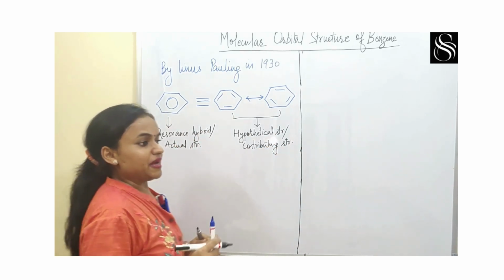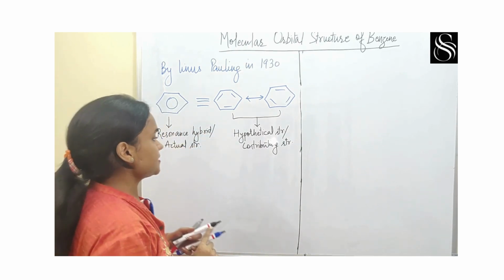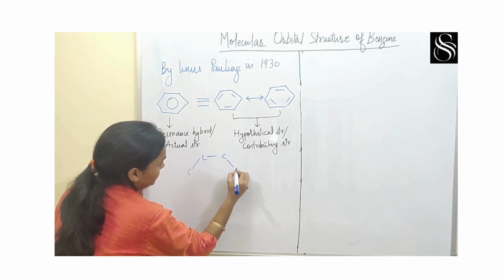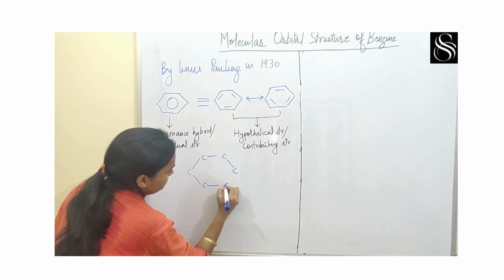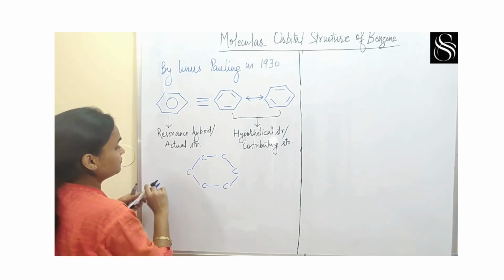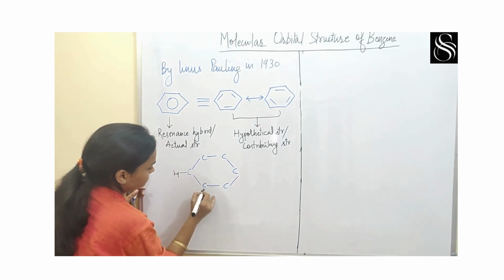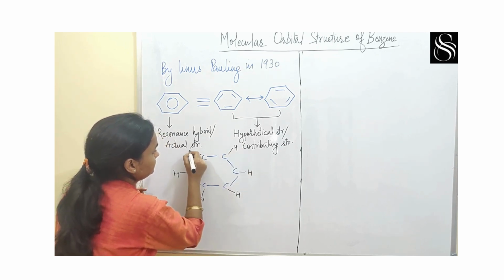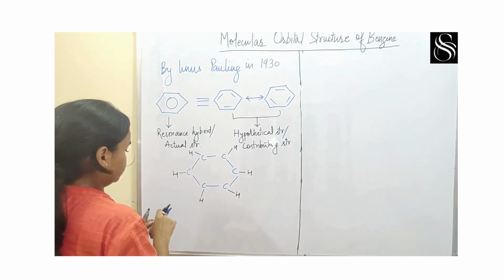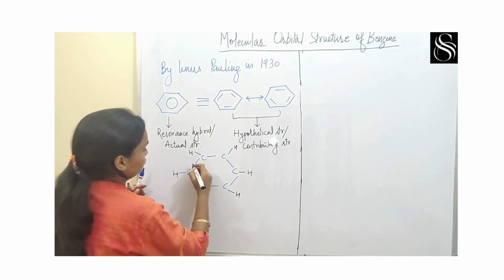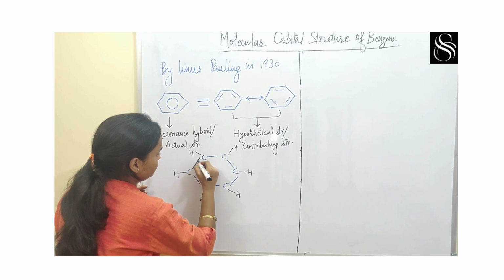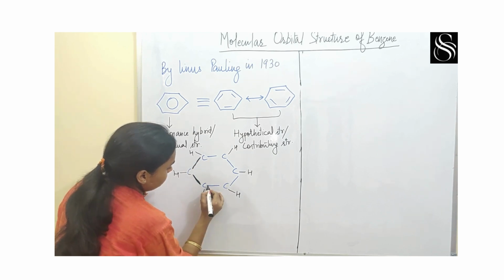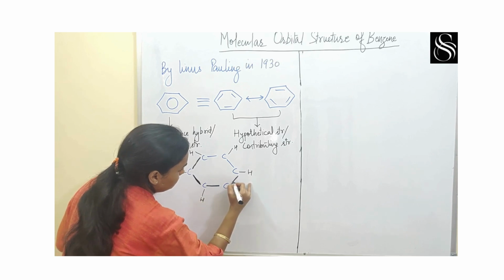The benzene molecule is composed of 6 carbons, and to each carbon 1 hydrogen is attached. So carbon is bonded by 3 sigma bonds. If we see, each carbon is bonded by 3 sigma bonds. These are the sigma bonds.